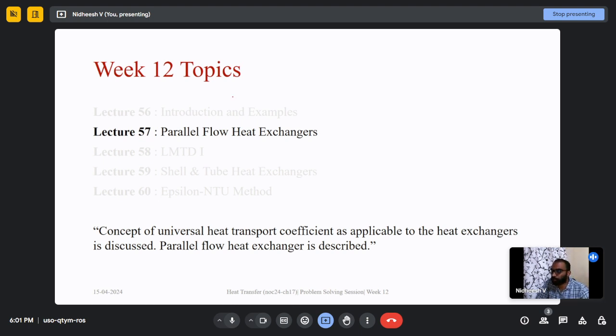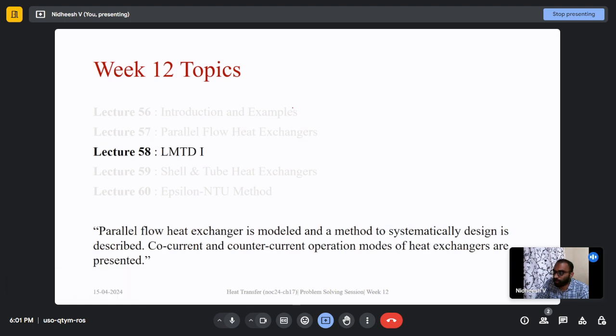In the subsequent lecture 57, the concept of overall heat transfer coefficient as applicable to heat exchangers was discussed, and the parallel flow heat exchanger was also discussed. In lecture 58, which focused on LMTD, that is log mean temperature difference, the parallel flow heat exchanger was modeled and a method to systematically design this heat exchanger was described. Co-current and counter-current operation modes of heat exchangers were also presented in this lecture.